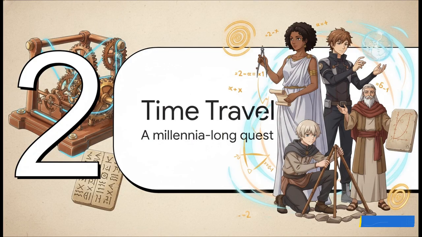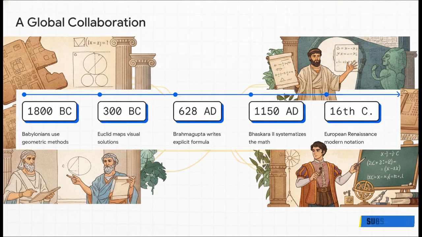Section 2. A Brief Time Travel. The millennia-long quest for a solution. Guys, the history behind this is actually wild. This was a massive global collaboration that took thousands of years. We're talking 1800 BC, where Babylonian scribes were using geometry on clay tablets to solve these spatial puzzles. Then by 300 BC, Euclid in ancient Greece was mapping out visual solutions.